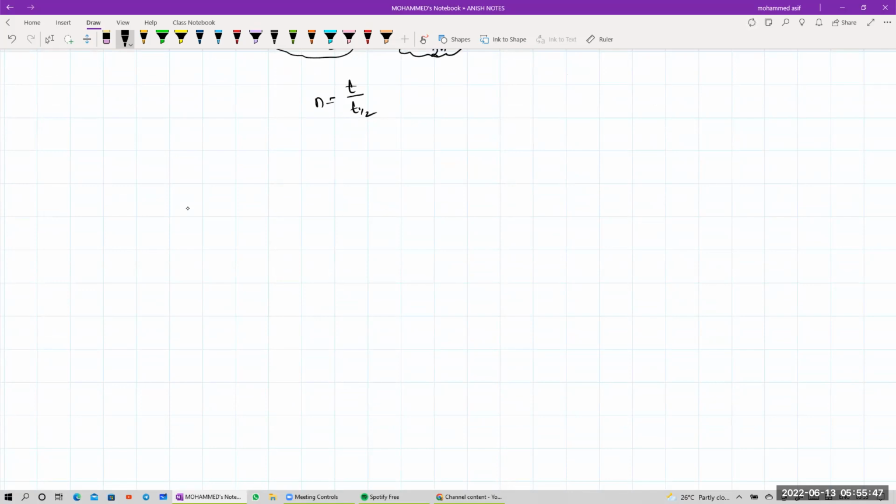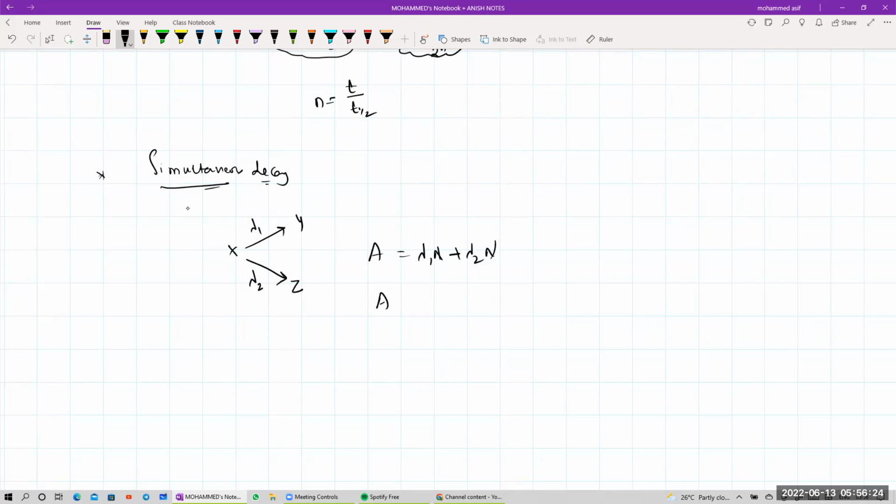And one more very important formula which you need to remember is simultaneous decay. I have already sent it in the formula booklet, so you should take it out and revise it. Say for example, if X is disintegrating into Y by decay constant lambda 1, and X is simultaneously decaying into Z by decay constant lambda 2, then the activity can be written as A equals lambda 1 into N plus lambda 2 into N. That means A, which is minus dN by dt, equals N times lambda 1 plus lambda 2.